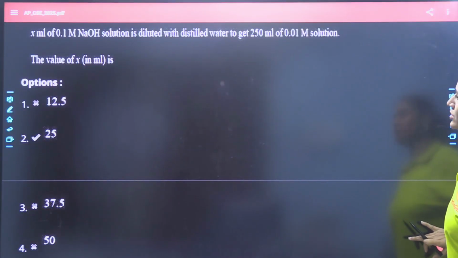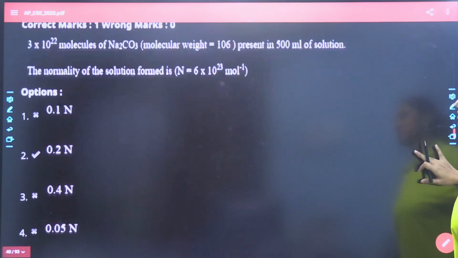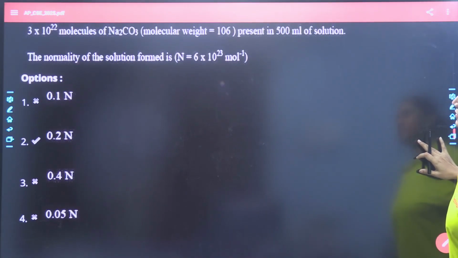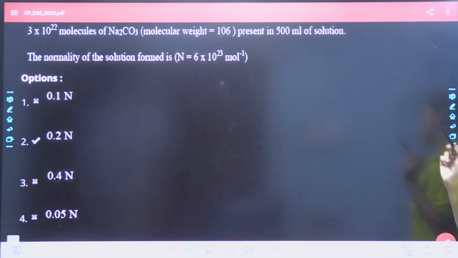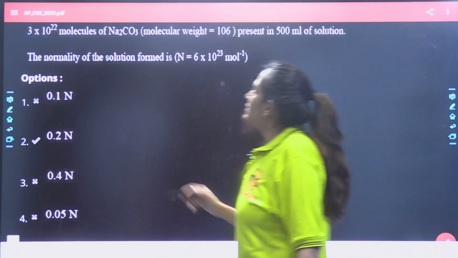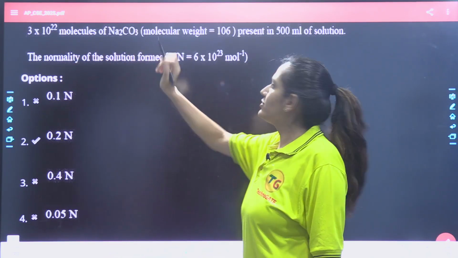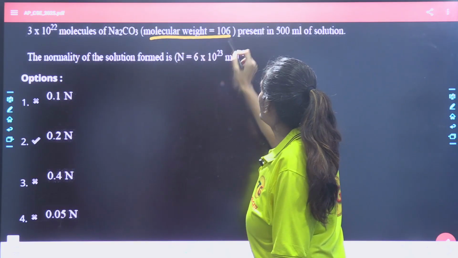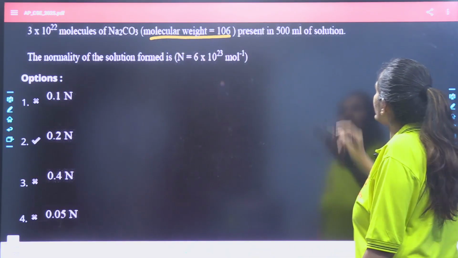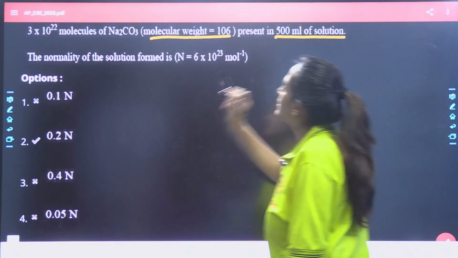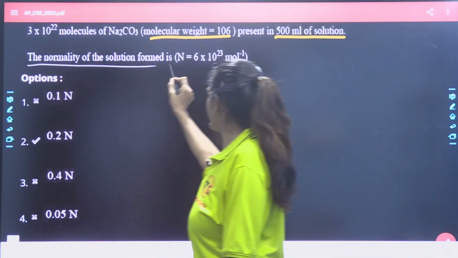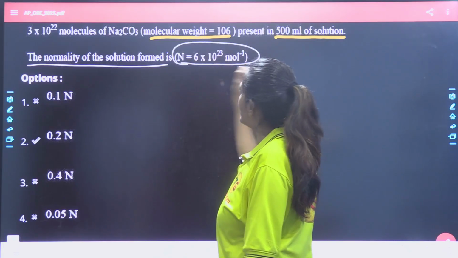Okay, next question. Okay, here. This is an interesting question. Here, what do we need to do? Now, 3 into 10 raised to power 22 molecules of sodium carbonate, whose molecular weight is 106, are present in 500 ml of solution. The normality of the solution is, and here we are given N, that is Avogadro's number.